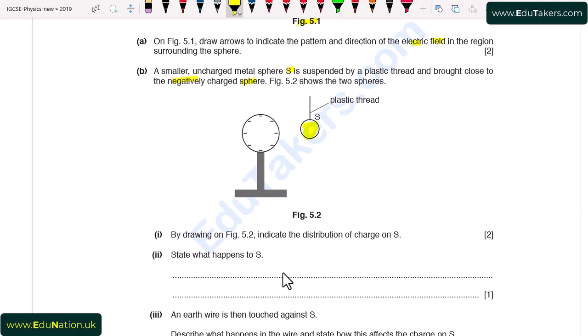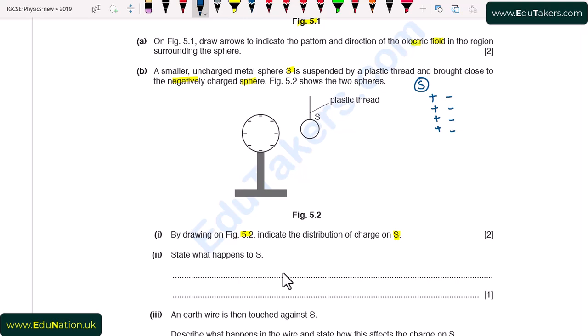Part 1. By drawing on figure 5.2, indicate the distribution of charges on S. So first of all we can see that there is a sphere S and it is uncharged. Uncharged means that this sphere has an equal number of positive and negative charges that are randomly distributed inside it. If I consider that there are 4 positive charges on this sphere S, there will be 4 negative charges on it, and all of these charges are randomly distributed inside.